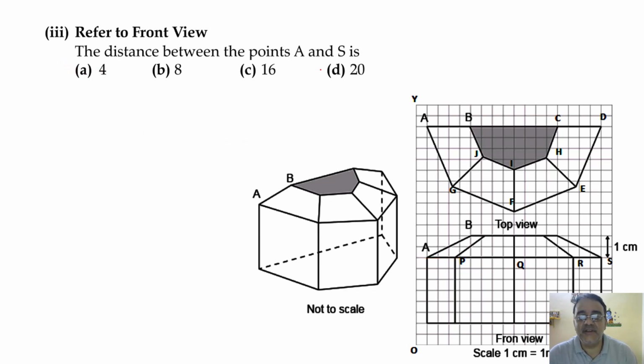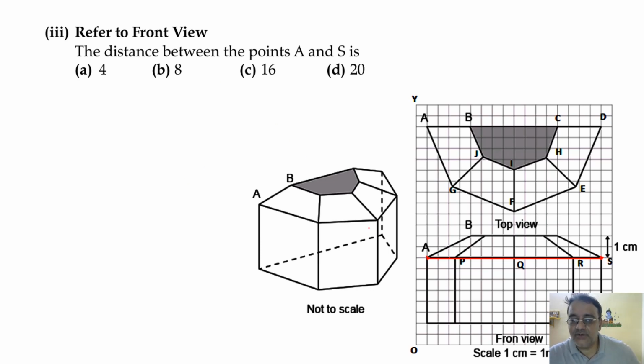Next, the distance between the points A and S. Refer to front view. A यहाँ पर है और S यहाँ पर है, ठीक है. सो हम लोग को डिस्टेंस निकालना है, तो ध्यान से देखो, यहाँ से यहाँ तक अगर हम लोग ज्वाइंट करते हैं, सो 1 2 3 4 5 6 7 8 9 10 11 12 13 14 15 16, 16 यूनिट आ रहा है, राइट. सो द करेक्ट आंसर इज सी.